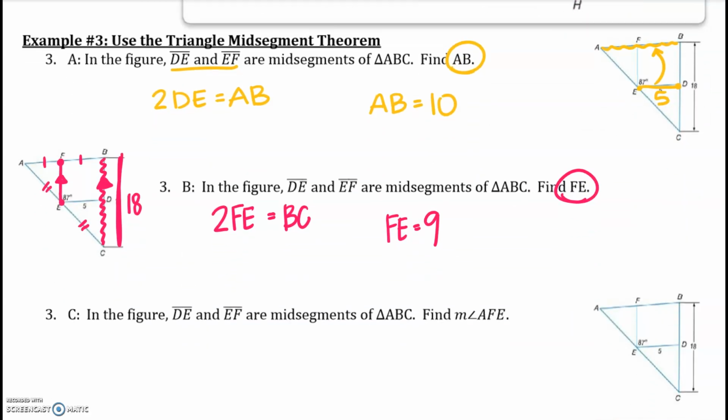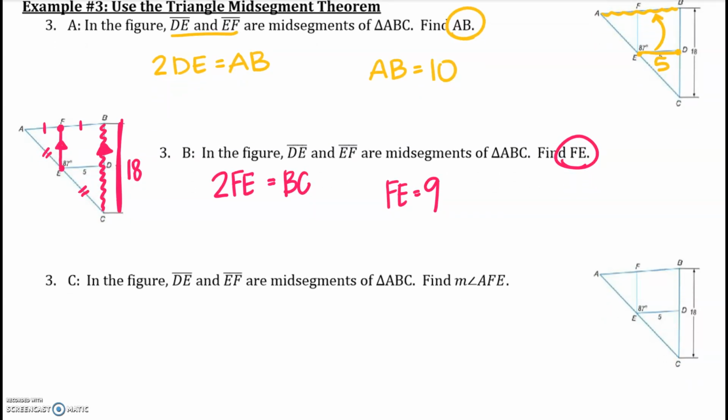So the midsegment will always be smaller. That's one way to check. It will always be smaller than your side length. And then last thing, because our midsegments are parallel, I can look at that midsegment and think, oh, well, that can create different types of congruent angles.